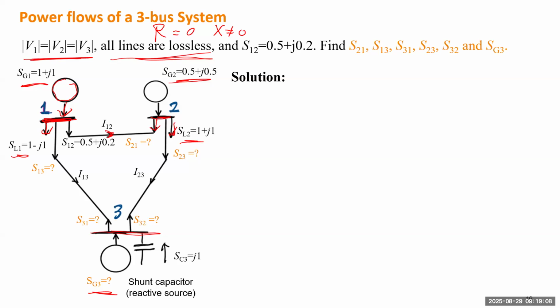And it is also connected to a capacitor. This capacitor will inject some complex power, but a capacitor doesn't have real power. So the injection will be just reactive power. So this complex power only has an imaginary part, no real power. We also gave the line flow of the first line leaving from bus 1. Then we need to solve all the other line flows.